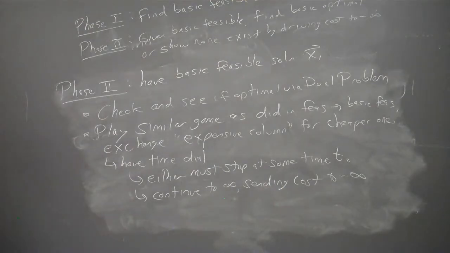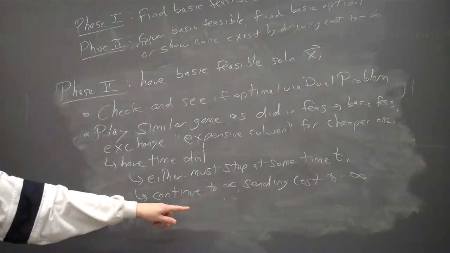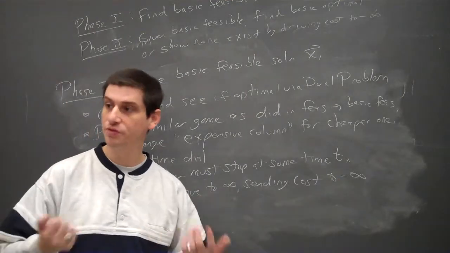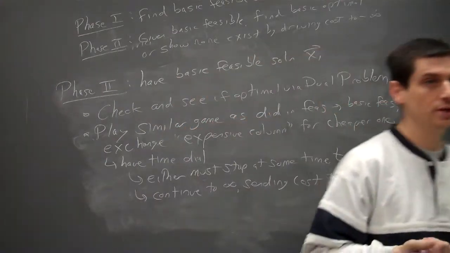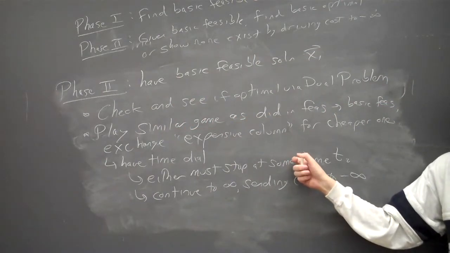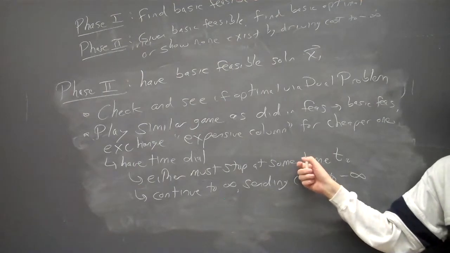Okay. So if we come over here, then we're done. If we end up in the case where the cost is going to minus infinity, we're done. We've shown that there is no basic optimal solution. So the only difficulty is if we end in this case. What do we do now if we end in this case?